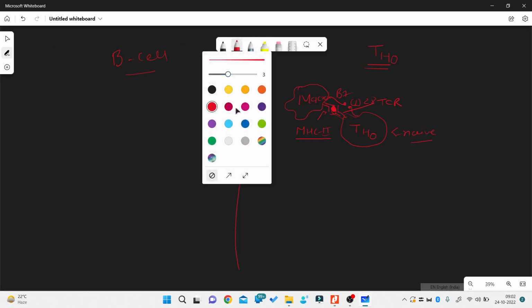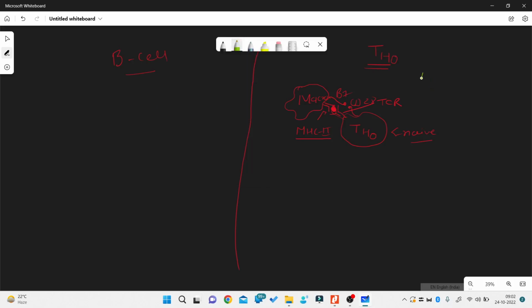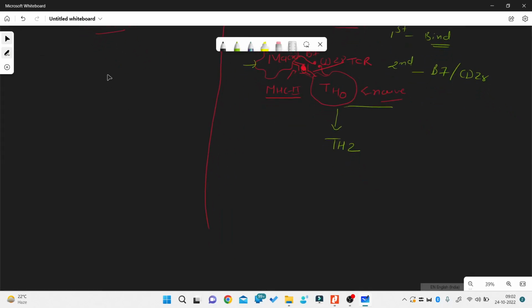Our first signal is the binding of the naive T cell with the antigen presenting cell. And our second, important signal is the binding of B7 with the CD28. So these two signals are very important for the activation and differentiation of the naive T helper cell. After this, the naive T helper cell is differentiated into the type TH2. Okay, so this TH2 is very important.